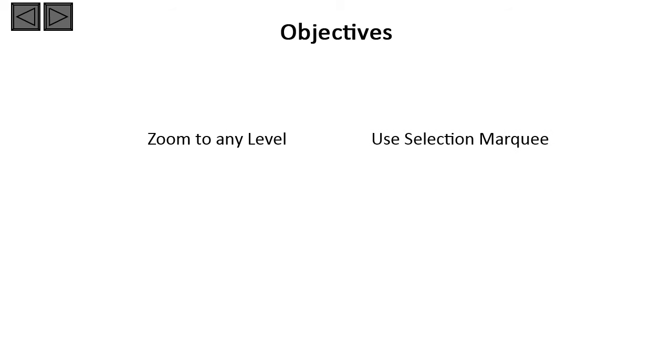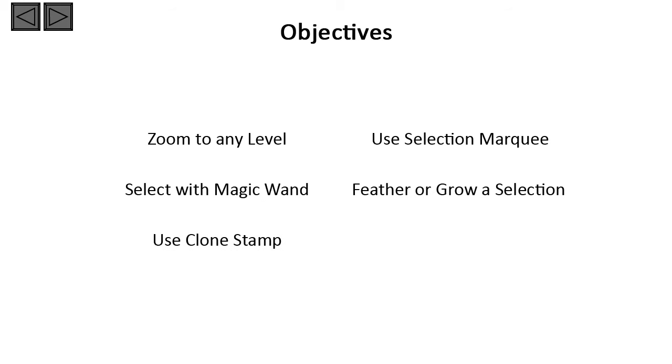All right, folks, this is the one you've been waiting for, our Enhancements module. Following this, you should be able to zoom to any level, use a selection marquee, select with Magic Wand, feather or grow a selection, use Clone Stamp, and use Spot Healing. So let's jump right into it.